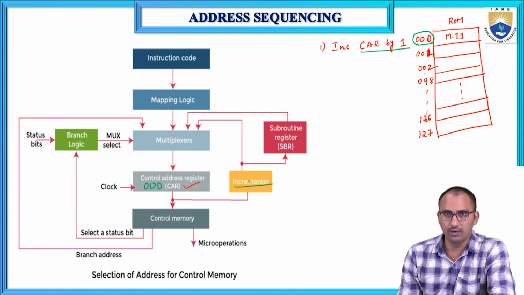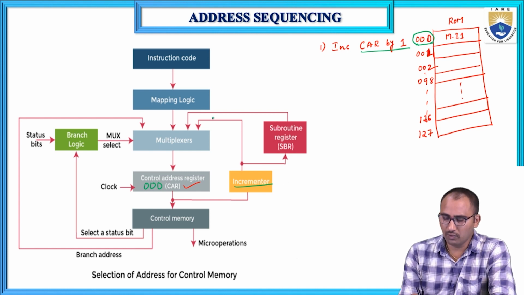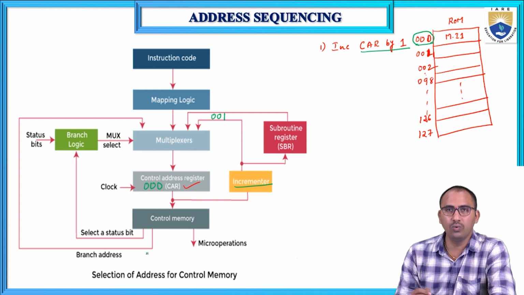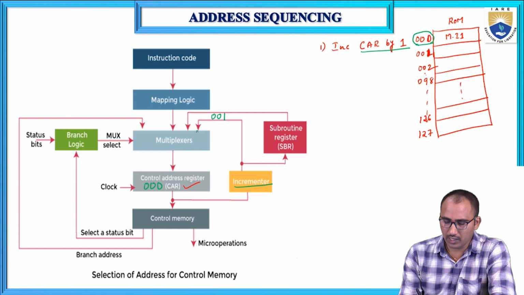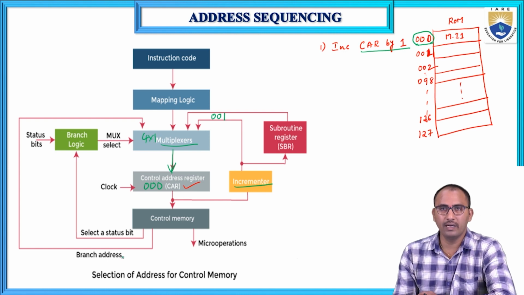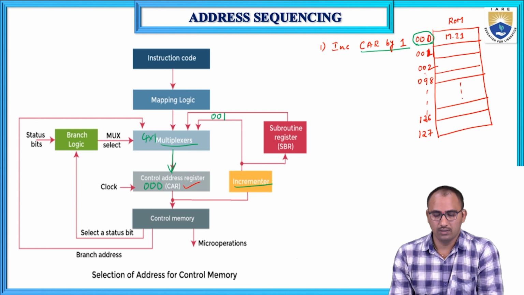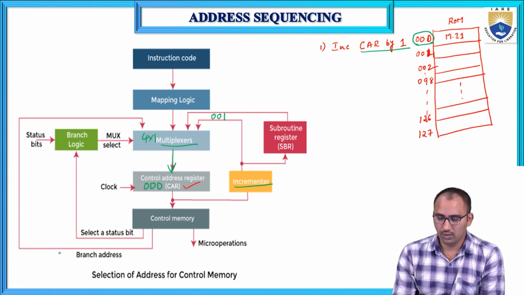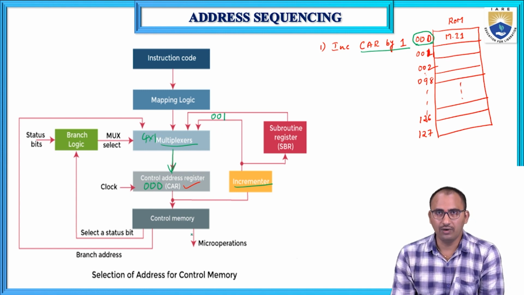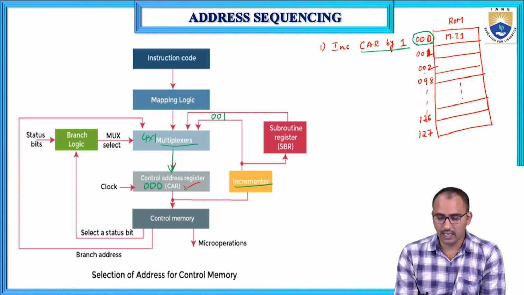We are using one incrementer. It will increment the current value by 1. What is the current value? 000. If you increment that by 1, the new value becomes 001, which is the address of the next micro instruction. That will be loaded into the CAR using a multiplexer. This is a 4 by 1 multiplexer, meaning 4 inputs, 1 output, and two selection lines. After incrementing, the incremented value is loaded into the CAR register. So this is the first way: incrementing the CAR value by 1.